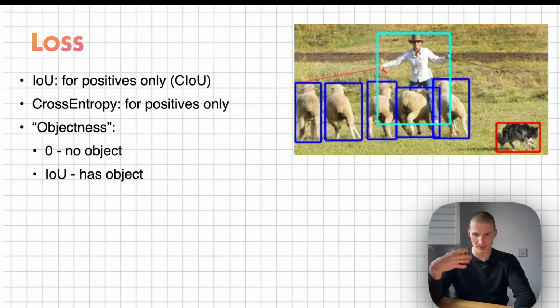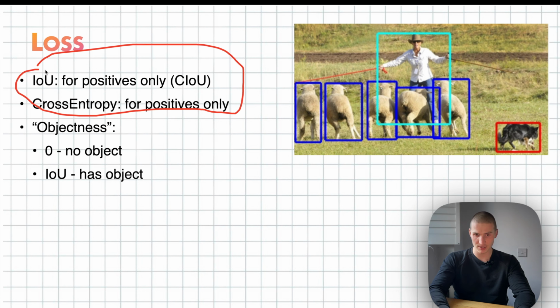And so another way to look at that is to imagine how many predictions we actually have. In this image, we have 7 objects: 5 sheep, a man, and a dog. The first 2 terms in the loss will only be defined for those grid cells that actually contain these objects. So for these 7 grid cells only, we will have the IOU loss and the cross entropy loss.